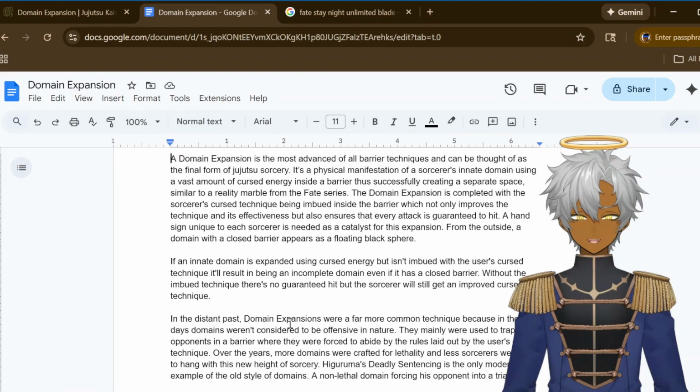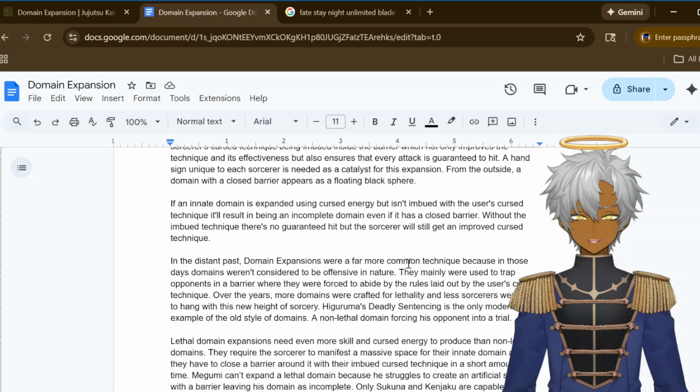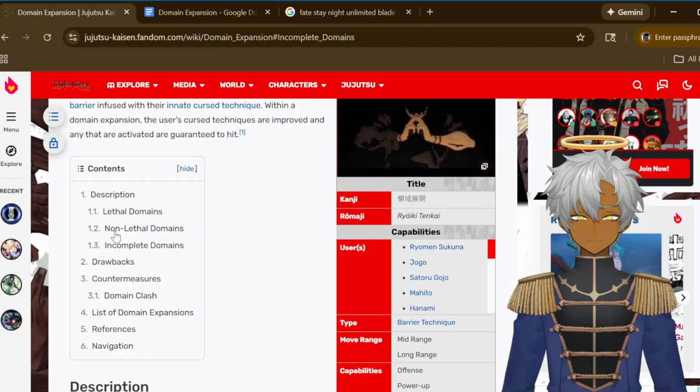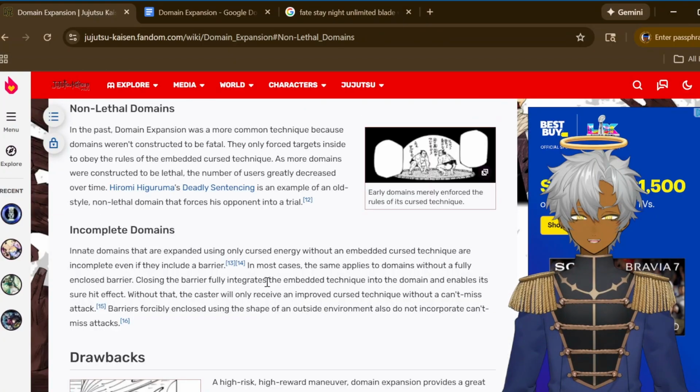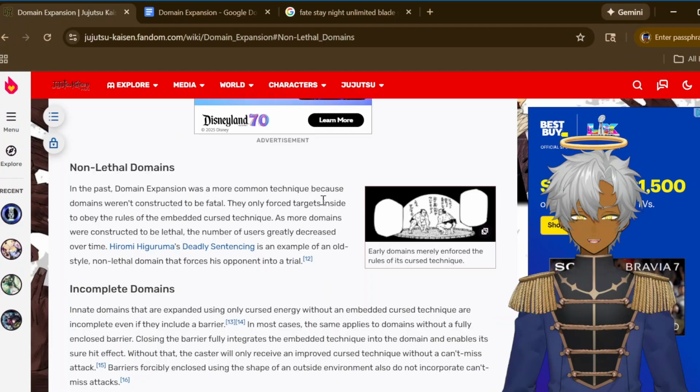So, in the distant past, domain expansions were a far more common technique, because in those days, domains weren't considered to be offensive in nature. They mainly were used to trap opponents in a barrier, where they were forced to abide by the rules laid out by the user's curse technique. Over the years, more domains were crafted for lethality, and fewer sorcerers were able to hang with this new height of sorcery. So, essentially, there were domains way back when that were made specifically for trapping an opponent, so that they have to abide by your rules. They can't freely do whatever they want anymore.